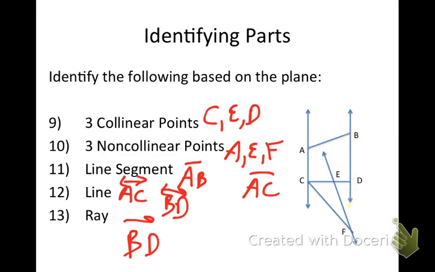Could I have said DB? Yeah. Now I'm talking about this ray going that way right there. What's another ray I could have said? I could have said AC. I'm talking about that one going that way. All of those are rays as long as I denote them correctly there. What is not a ray up here? CF would not be a ray. AB would not be a ray. CD would not be a ray. Okay, correct.